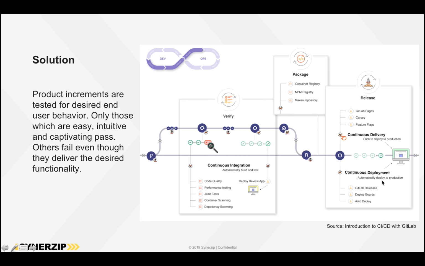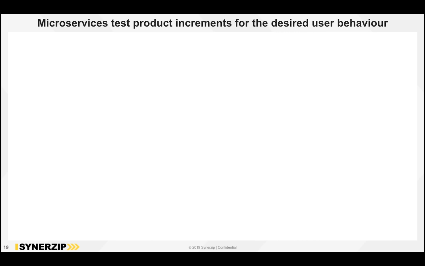Deployment is when it finds itself in the hands of the end user. Delivery is when it becomes available, but it's not yet released to the entire user population. So in continuous deployment, again we use deploy boards, auto deploy, push button deployment, and GitLab releases. So these are the three stages: the verify, package, and release stage. We'll see a little bit more into that in this build here.